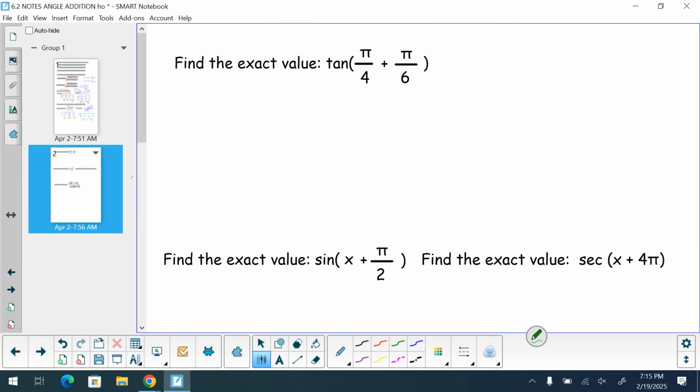Find the exact value. Bend the rules a little bit. We have 45 and 30. Pi over 4 is 45 degrees, pi over 6 is 30 degrees.